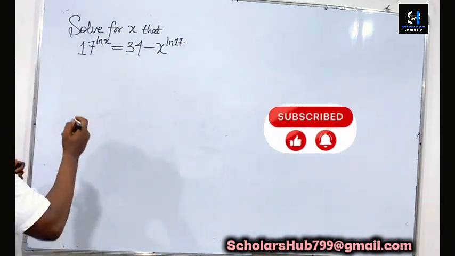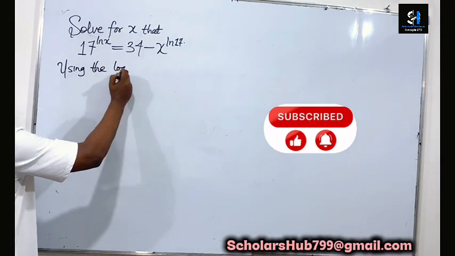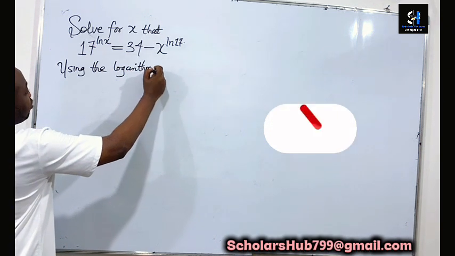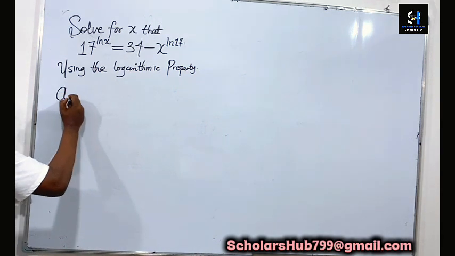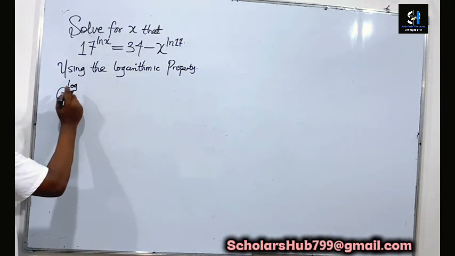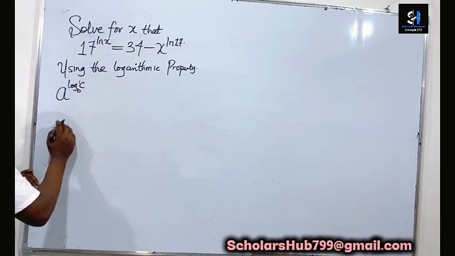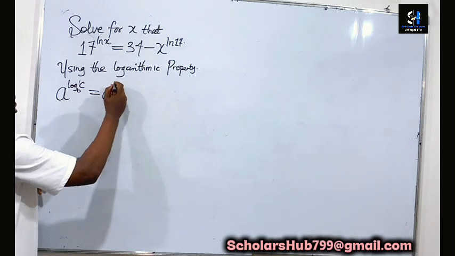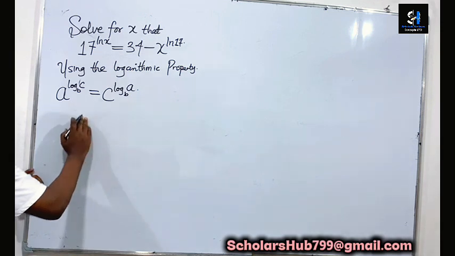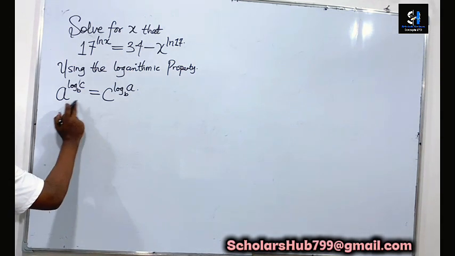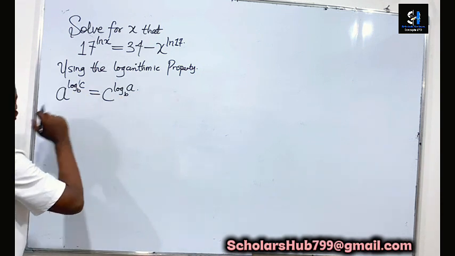One of the properties of logarithms, that is the logarithmic property: a raised to the log base b of c equals c raised to the log base b of a. Now we can prove why this is equal to this. Let me quickly explain why.